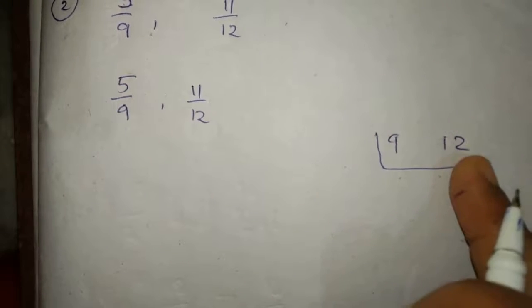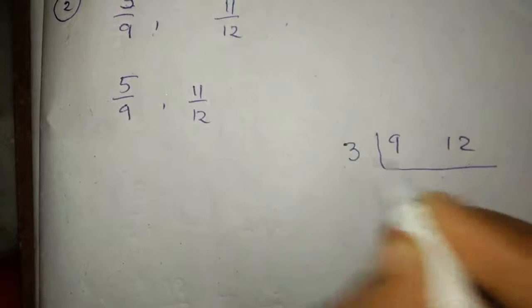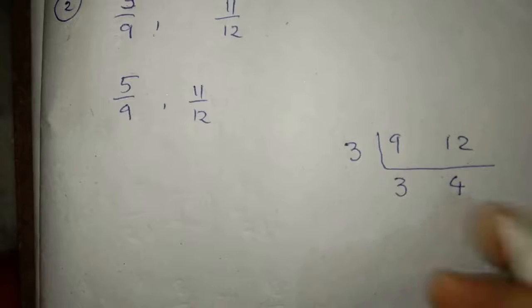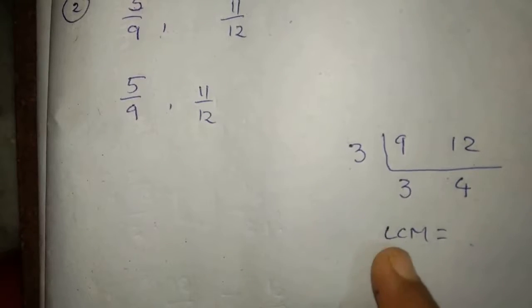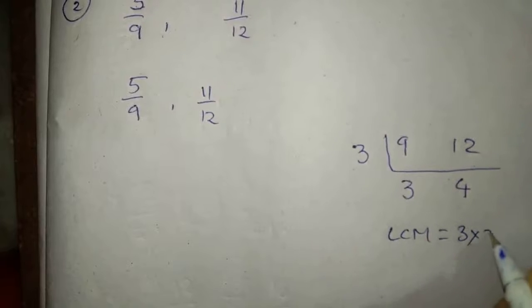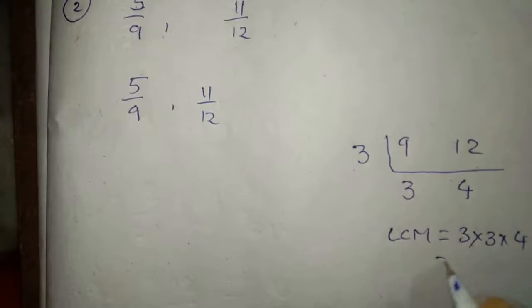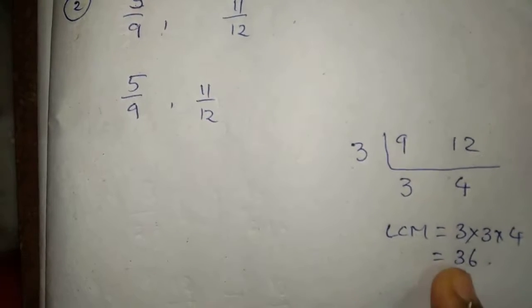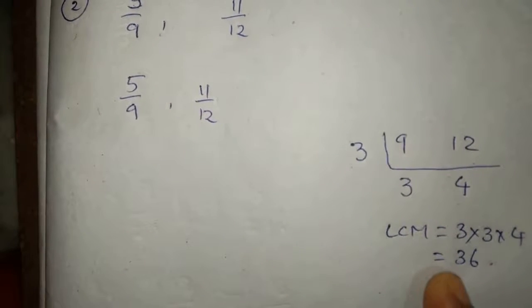Okay, 9, 12. First in the 3 table, 3 3s are 9, 3 4s are 12. Then LCM is equal to 3 into 3 into 4. 3 3s are 9, 9 4s are 36. LCM of 9 and 12 is 36.